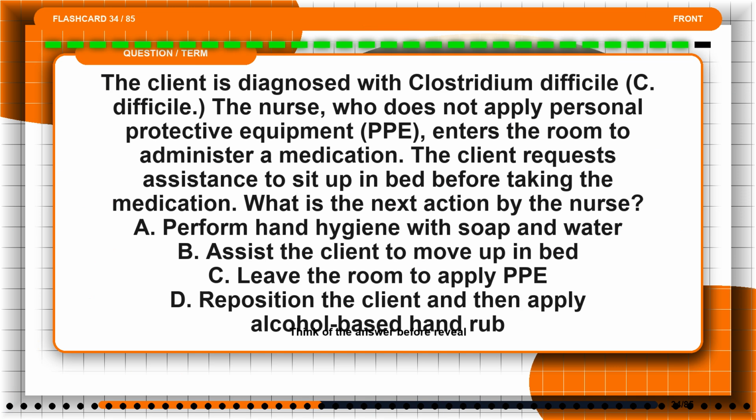Flashcard 34. The client is diagnosed with Clostridium difficile, C. difficile. The nurse, who has not applied personal protective equipment, PPE, enters the room to administer a medication. The client requests assistance to sit up in bed before taking the medication. What is the next action by the nurse? A. Perform hand hygiene with soap and water. B. Assist the client to move up in bed. C. Leave the room to apply PPE. D. Reposition the client and then apply alcohol-based hand rub. Think of the answer before the reveal.